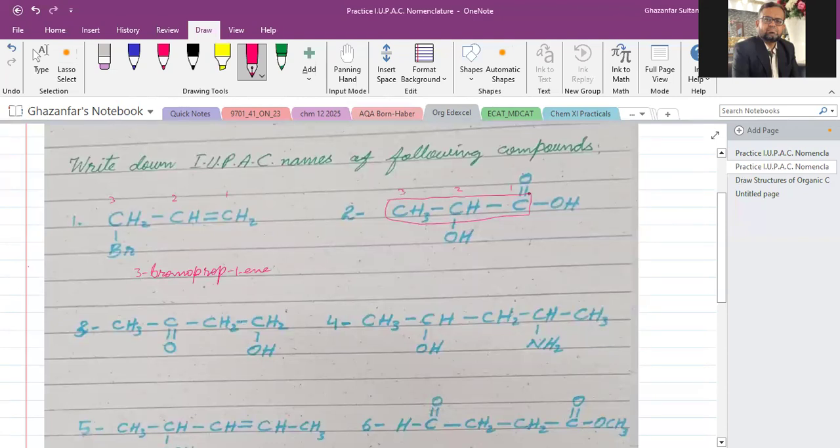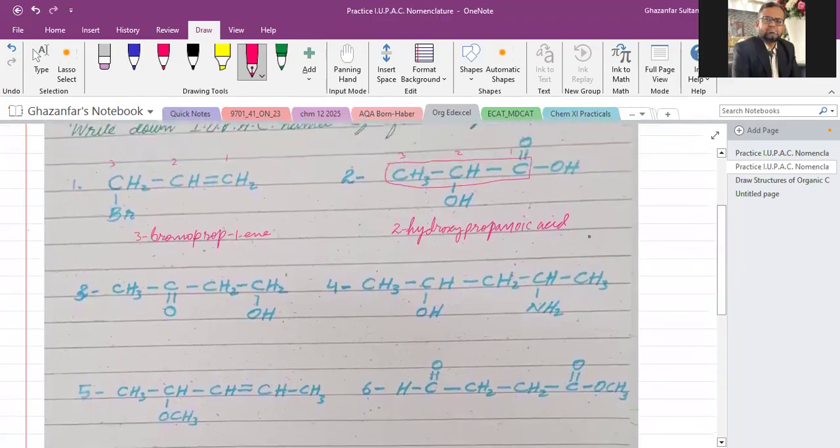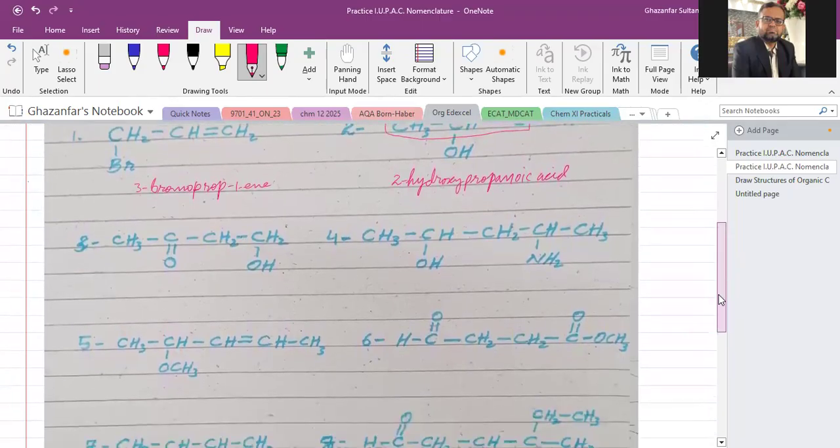So if it is given priority, we use the suffix for carboxylic acid, that is oic acid, and for OH we use the prefix, that is hydroxy. So its name is 2-hydroxypropanoic acid. And we do not need to number the position of the oic acid because it is always on the terminal, and if it is given priority, it is always number 1 carbon.